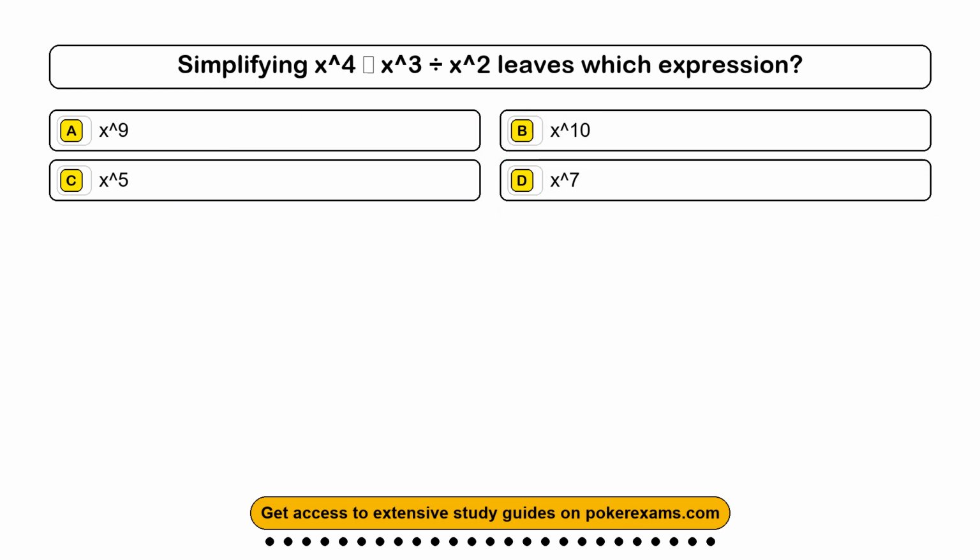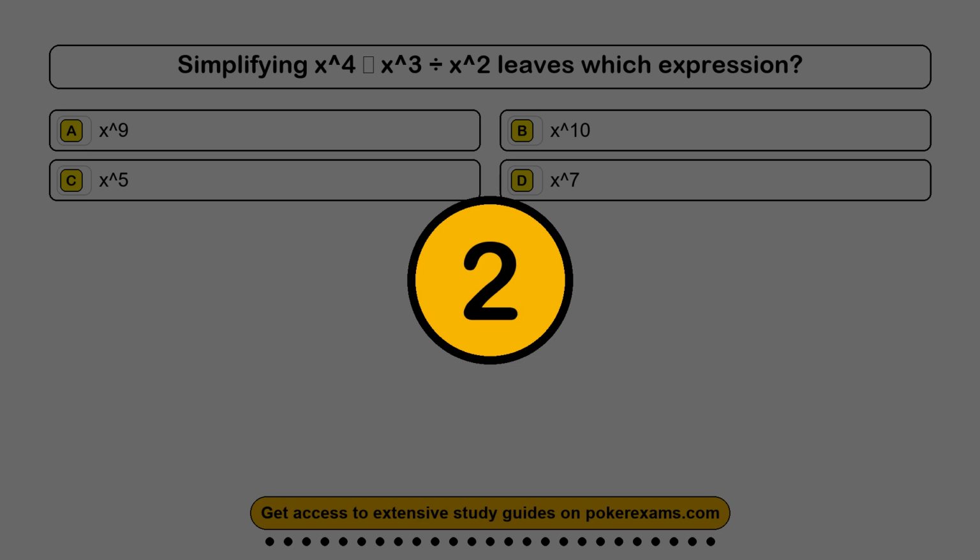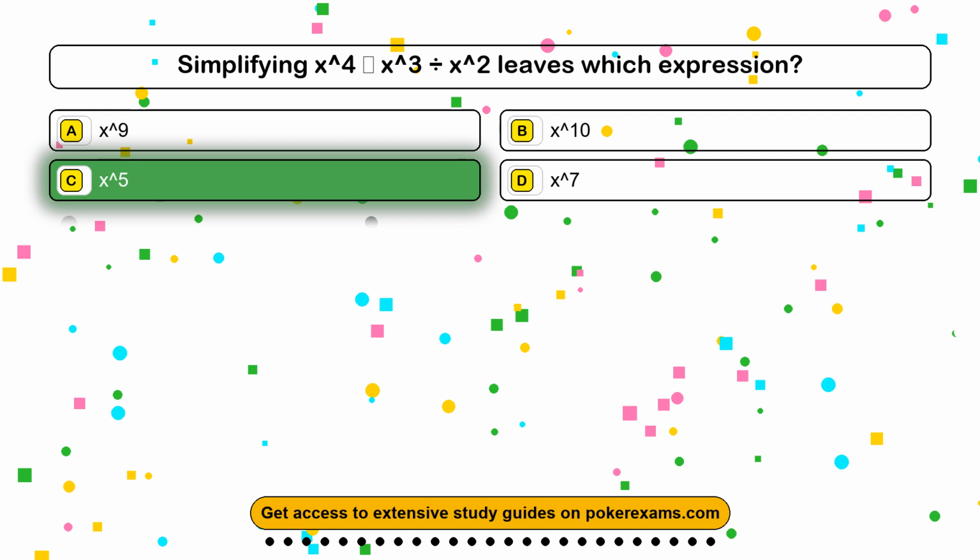Question 6. Simplifying x^4 · x^3 divided by x^2 leaves which expression? Option A, x^9. Option B, x^10. Option C, x^5. Option D, x^7. The correct answer is option C, x^5.